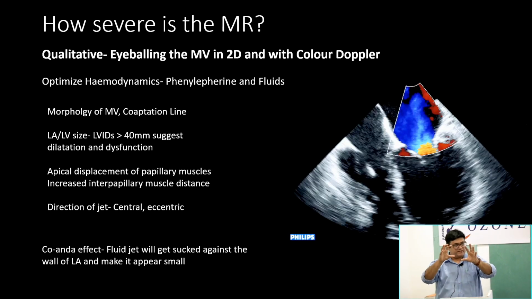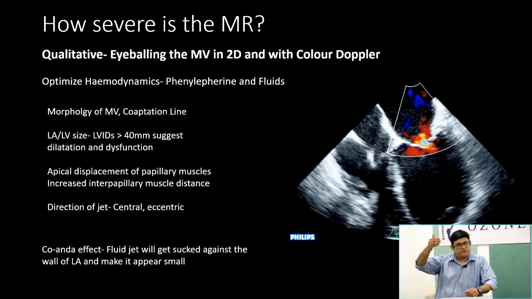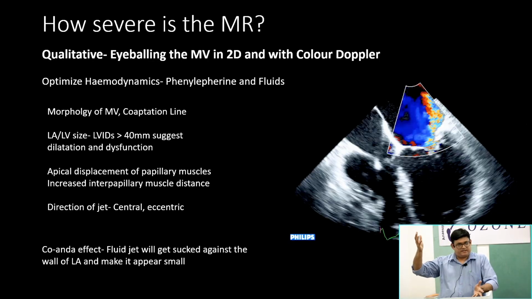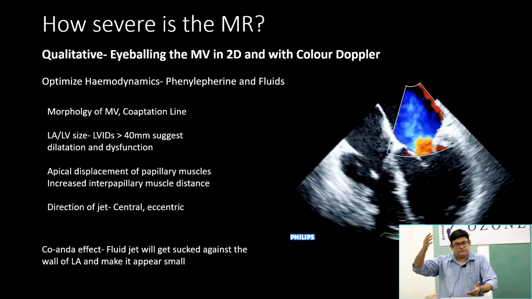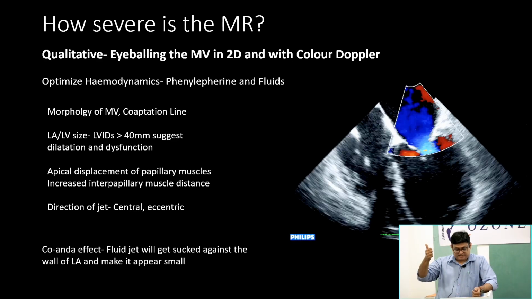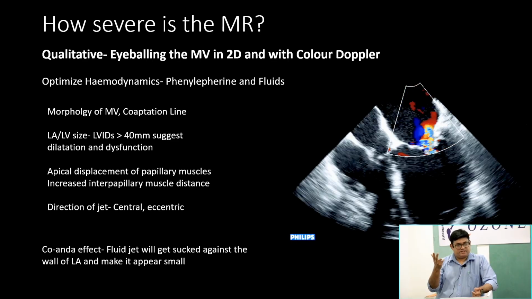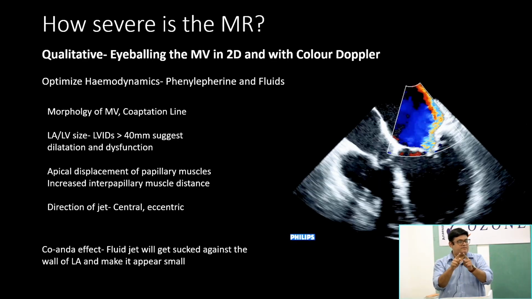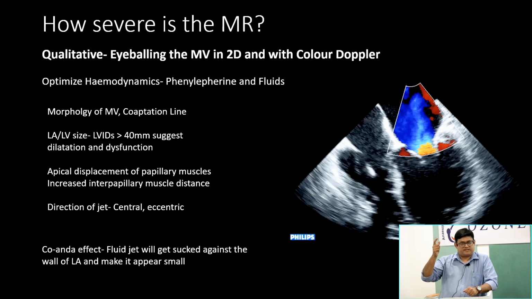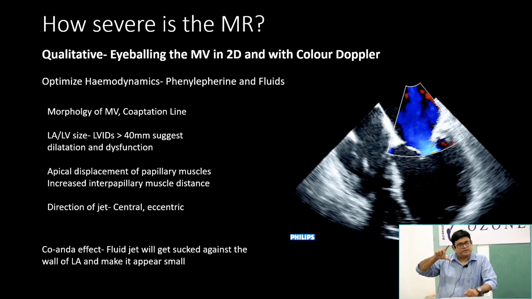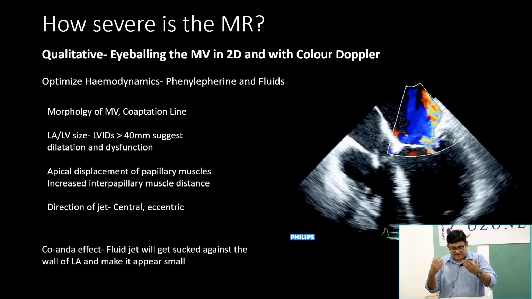Once you have completed the examination of the mitral valve, you go on to the other structures. You look at the size of the LA, whether it is dilated or not. You look at the LV size. An LVIDS of more than 40 millimeters suggests dilatation and dysfunction. You look at the apical displacement of the papillary muscles. You look at the increased interpapillary distance in your transgastric short axis view, mid-pap short axis view, and a value of more than 20 millimeters is suggestive that this valve cannot be repaired that easily.